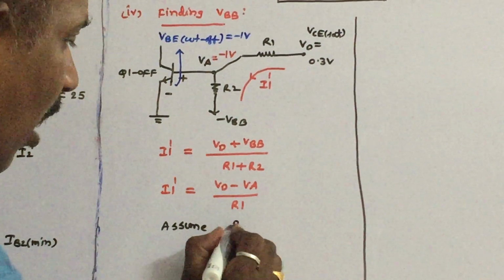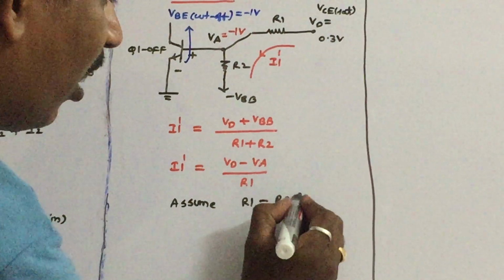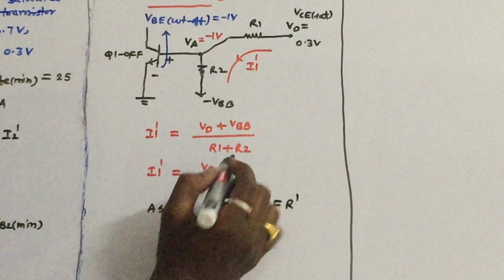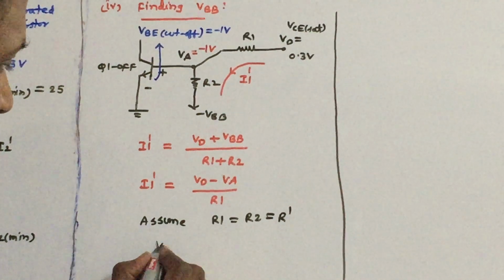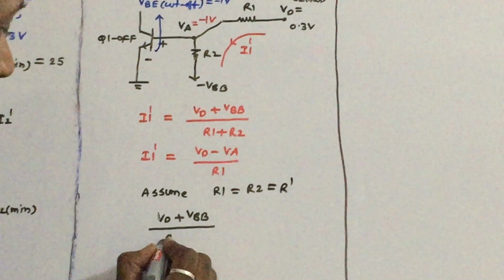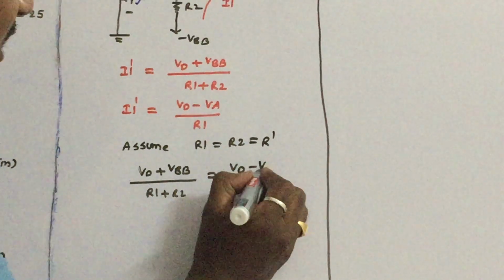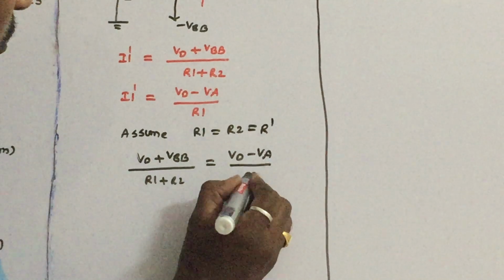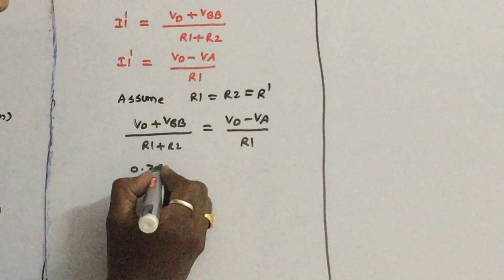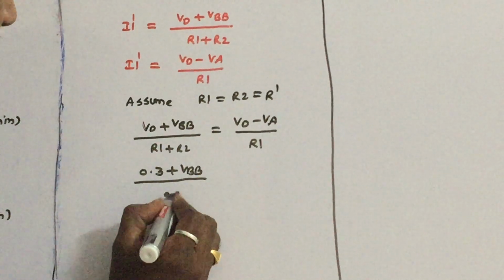So assume R1 is equal to R2 is equal to, let us say, R dash. Therefore, since these two currents are equal, let us equate these two equations. (VD plus VBB) by (R1 plus R2) first, let us write these two currents equal to (VD minus VA) by R1. Let us substitute VD: 0.3 plus VBB, we want to find out, by R1 plus R2, which is 2R dash.